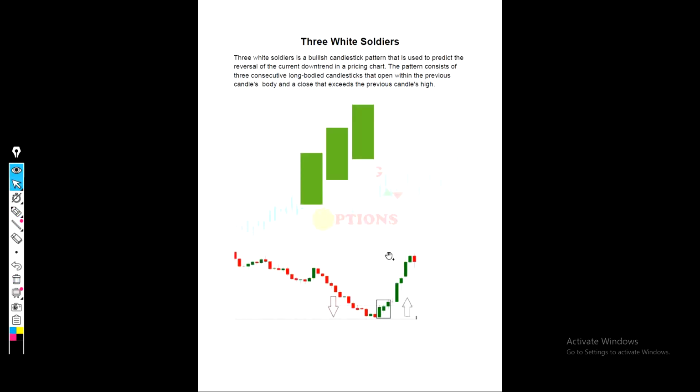Next is three white soldiers. This is also a trend reversal chart pattern. We often get to see it at the support level. As you can see, this is a complete downtrend. This is a downtrend chart, and at this level you can see that three consecutive green candles, three bullish candles, are showing at the support level. Such candlesticks will be known as three white soldiers. They often denote that there could be a possible trend reversal at the support level.